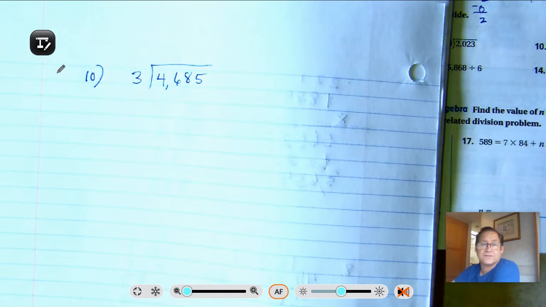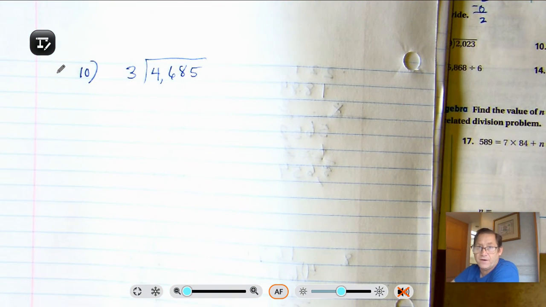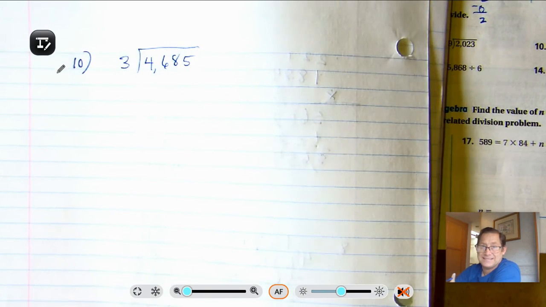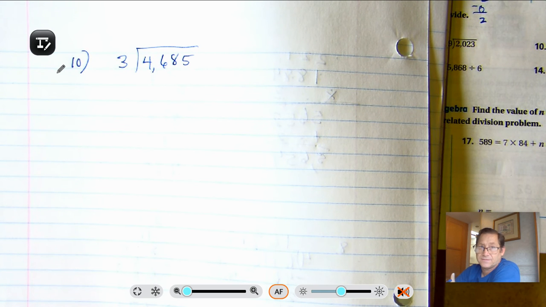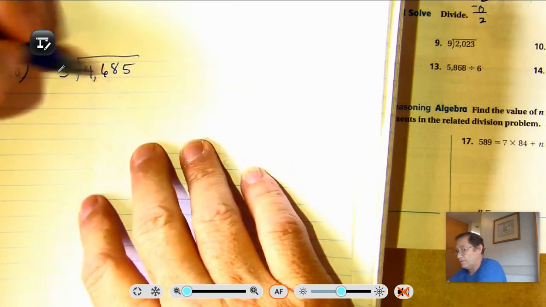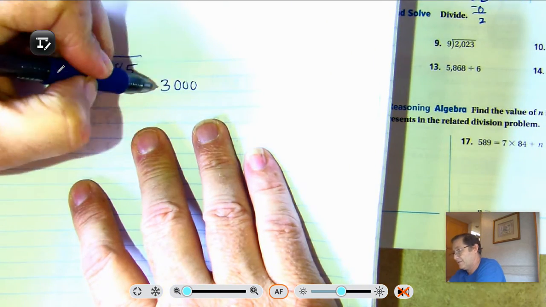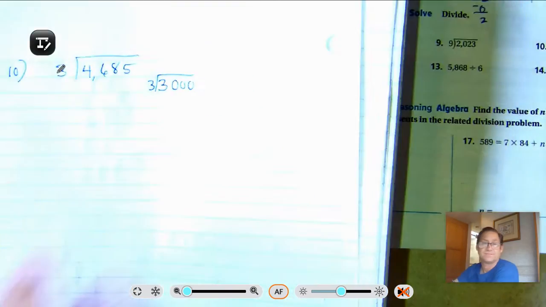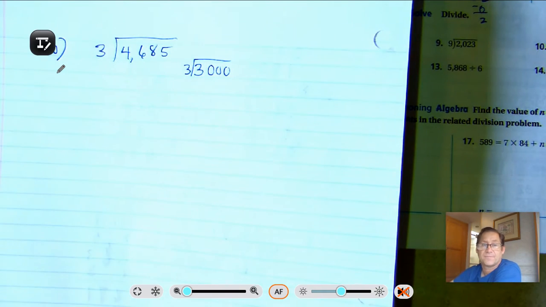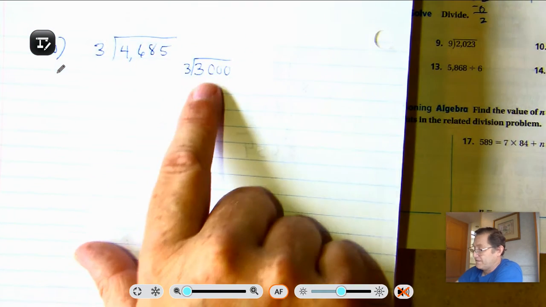All right, 4,685 divided by 3. Again, the multiples of 3 are 3, 6. So which one is closest to 4? 3 or 6? 3 is, right? So let's change 4,685 to 3,000 divided by 3. That's just our estimate, okay? I could have used 6,000, okay? I just want a division fact.